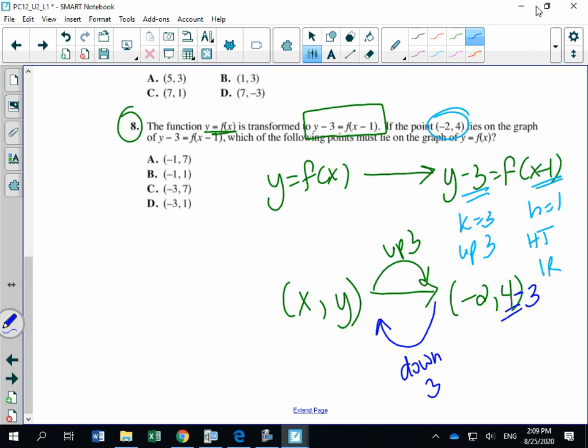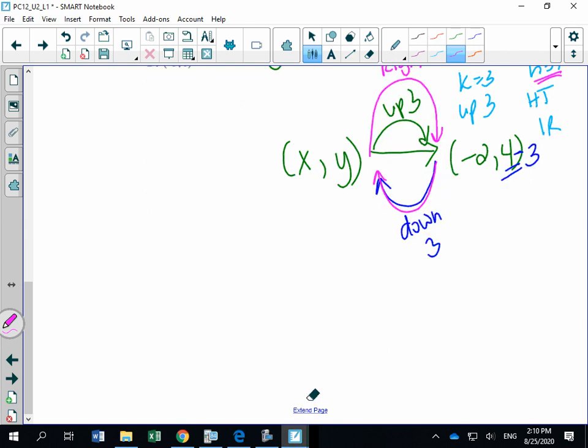Okay, now to go from here to here, we went to the right 1, right? So it told us to go to the right 1. What would be the opposite of going to the right 1? From here to here, I need to go to the left 1. So the opposite of going to the right 1 is going to the left 1.